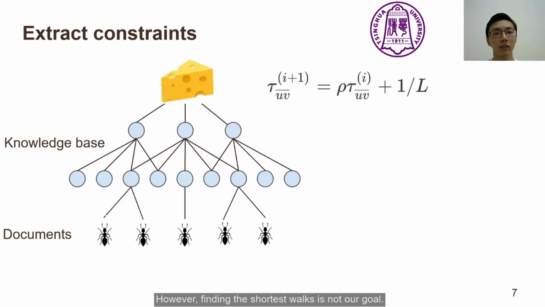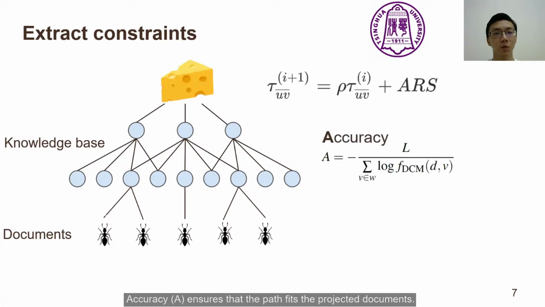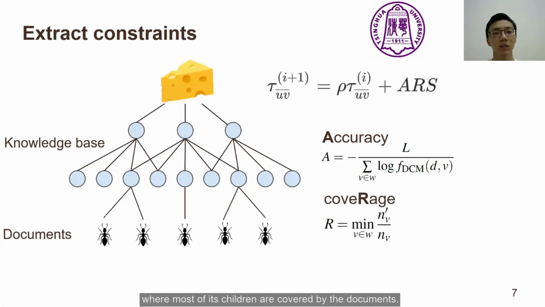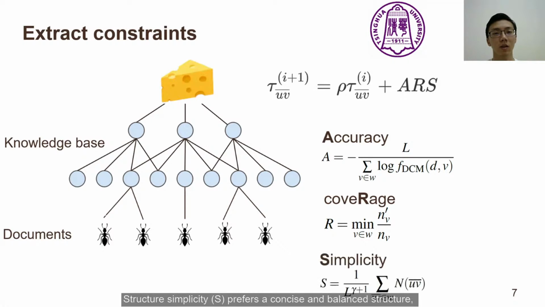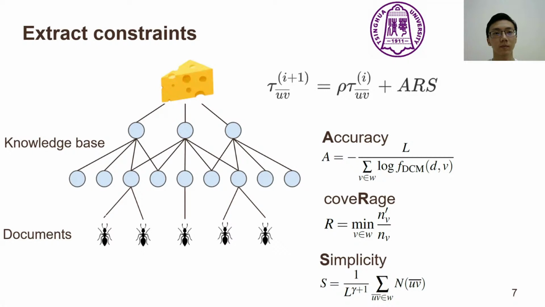However, finding the shortest walk is not our goal. We modify the formula for updating the pheromone tau and introduce 3 desirable properties that a good walk should have. Accuracy A ensures that the path fits the projected documents. The coverage R encourages choosing a node where most of its children are covered by the documents. Structure simplicity S prefers a concise and balanced structure, which is neither too deep nor too wide. By adding these 3 factors, when updating the pheromone, a high-quality constraint tree can be extracted.